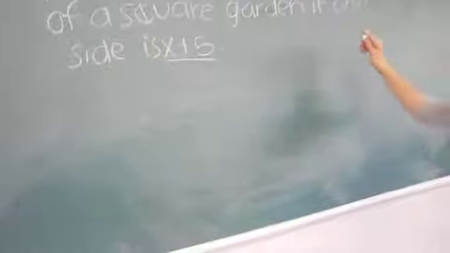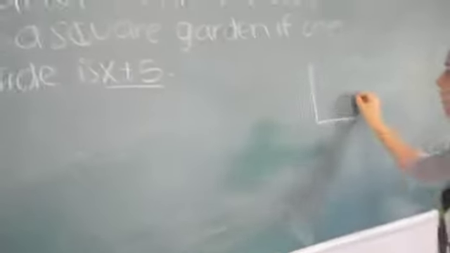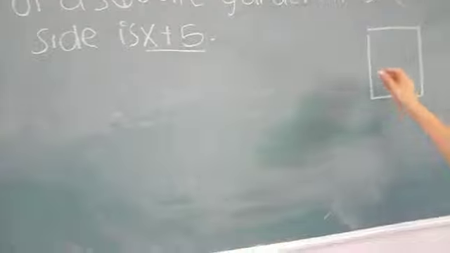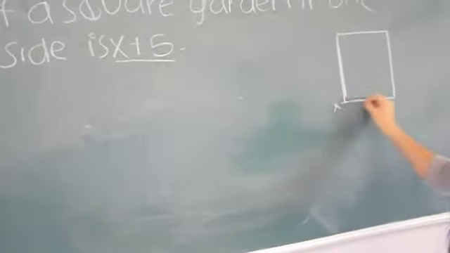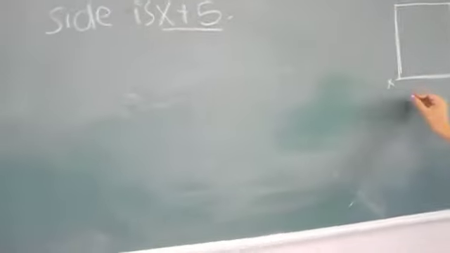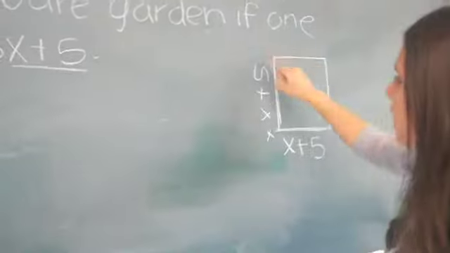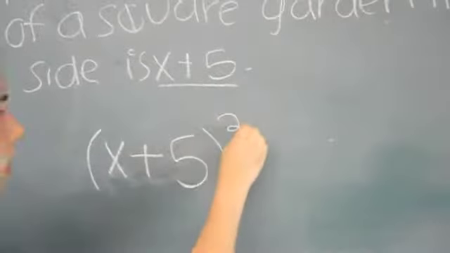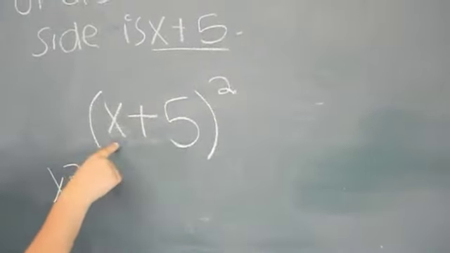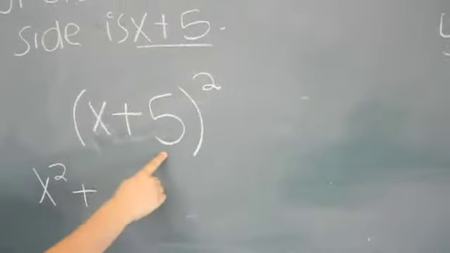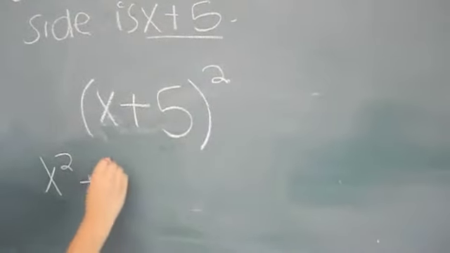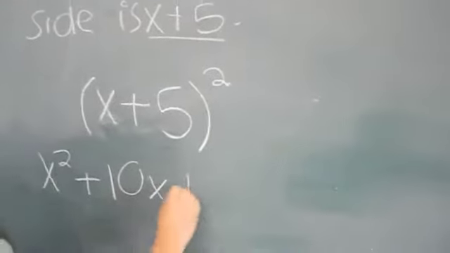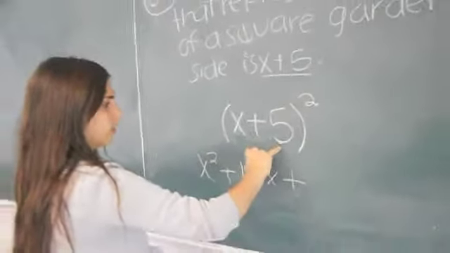We all know that to do this problem you need to first find the area of the garden, and to get the area of a square you need to do length times width. So if one side is x plus 5, that means that the other side will be the same. So length times width, we can do it this way. X plus 5 squared: x squared, first you do this one squared, plus 2 times this, so it's 10x, plus the square of this, to the second power.